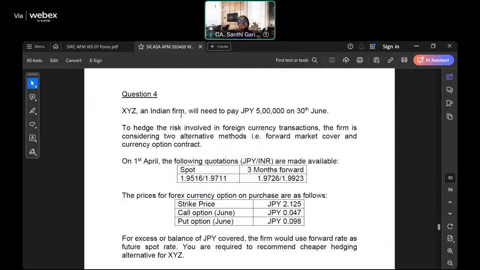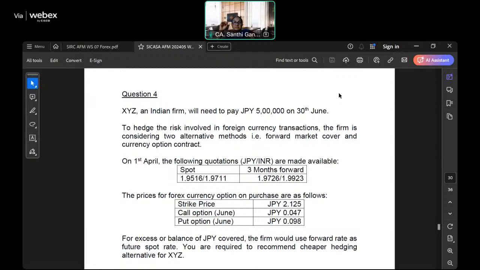XYZ, an Indian firm, has to pay 500,000 Japanese yen on 30th June. So what do we know? We know that they have a payable. They have a foreign currency payable. We are looking at it from the point of view of the Indian company. They have a foreign currency payable. To hedge the risk involved in foreign currency transaction, the firm is considering two alternative methods. What are they? Forward market cover and currency option.